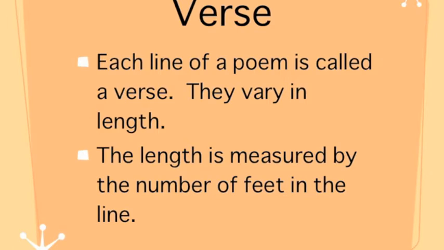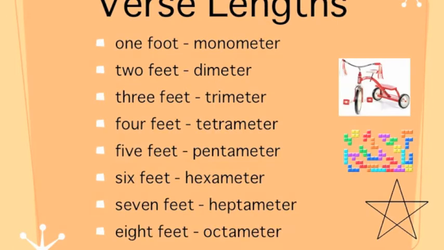Verse. Each line of a poem is called a verse. They vary in length. That's why we only look at them line by line. The length is measured by the number of feet in the line. It's by the number of those combinations of stressed and unstressed syllables. There's several different verse lengths that we could possibly be working with. Most of the prefixes should look familiar.